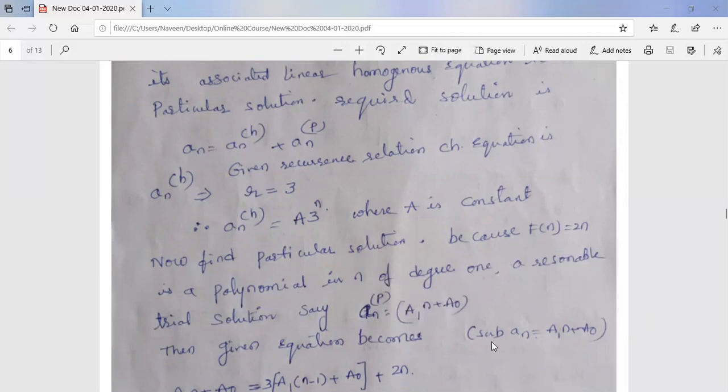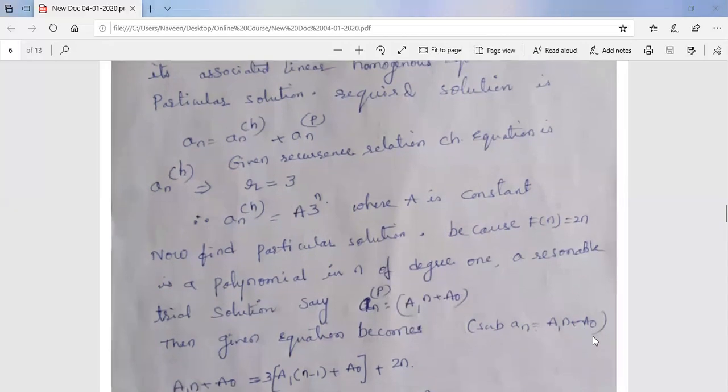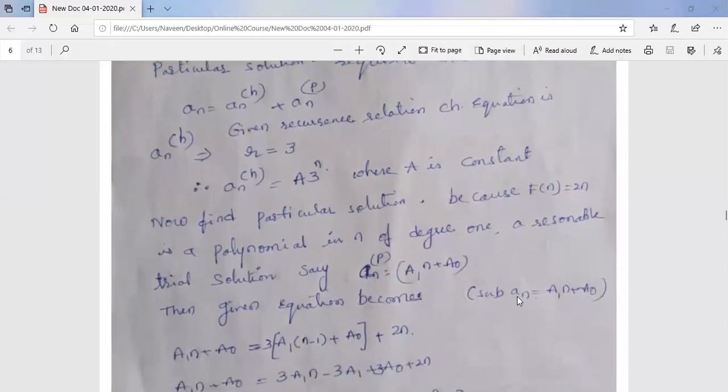So substitute a_n is equal to a1n plus a0 in the given equation. It becomes a1n plus a0 is equal to 3 into a_(n-1) you have. So a_(n-1) is equal to a1(n-1) plus a0. So 3 times a1(n-1) plus a0, plus 2n.